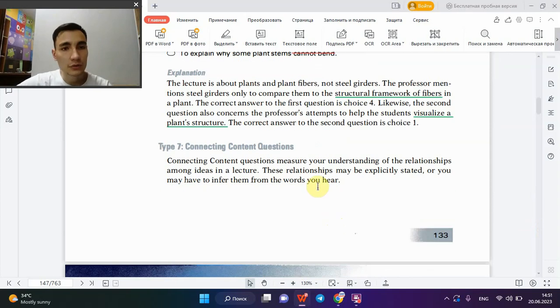Type 7, connecting content questions. Connecting content questions measure your understanding of the relationship among ideas and lecture.